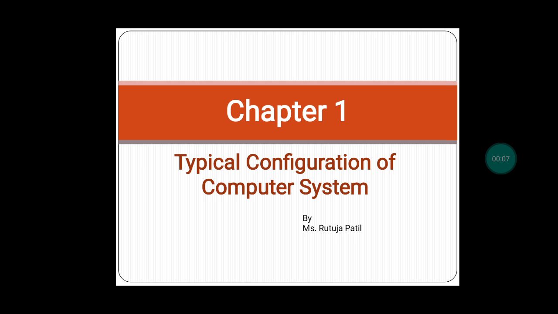Okay. So in this class we will start your first chapter from your syllabus, that is typical configuration of computer system. So basically what does typical configuration mean? Configuration means how the computer is arranged inside, what hardware components are involved in the computer system. Okay, that is what we are going to study in this chapter.